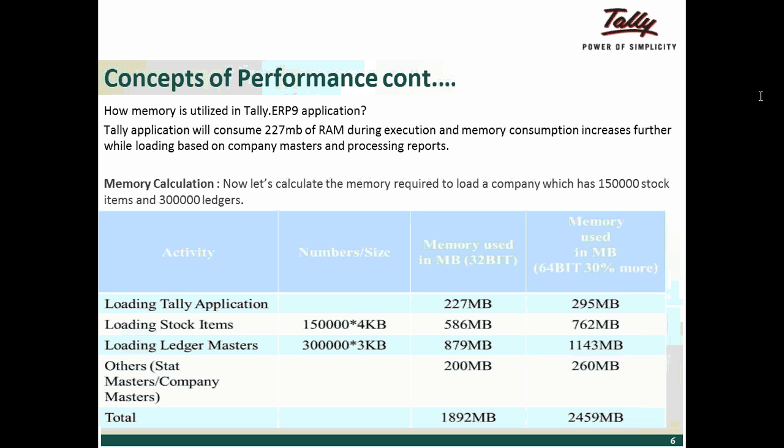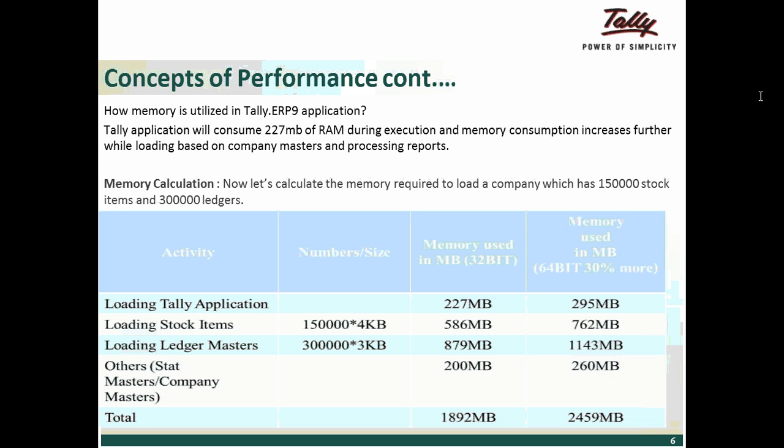Loading ledger master, it's precisely an example which we have taken. Loading ledger master of 3 lakh, at 3 KB each, is 879 MB. We are talking about the memory consumption or memory utilization. It requires 879 MB. In case of a 64-bit application, it requires 1143 MB. That means this is 1.1 GB precisely. And other stat masters require 200 MB and 260 MB respectively.